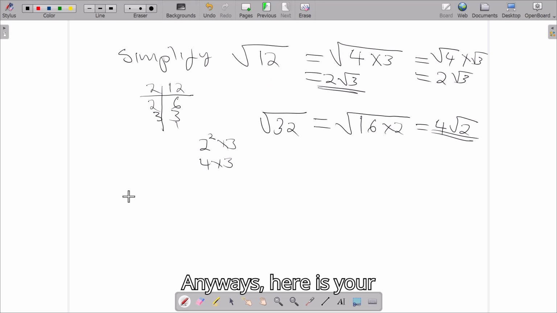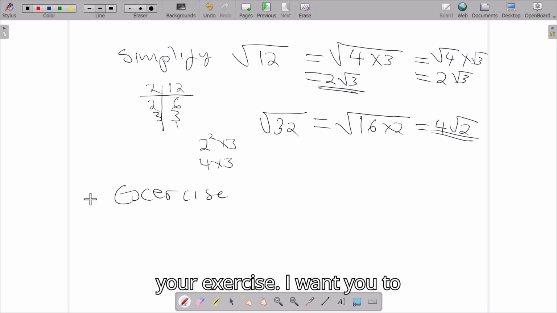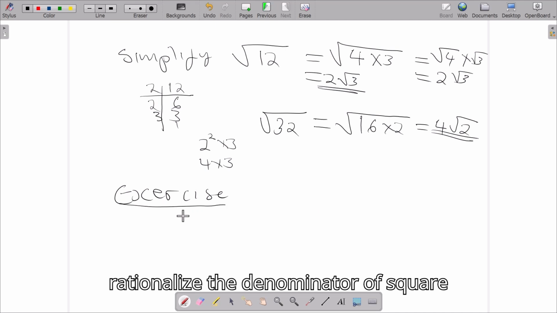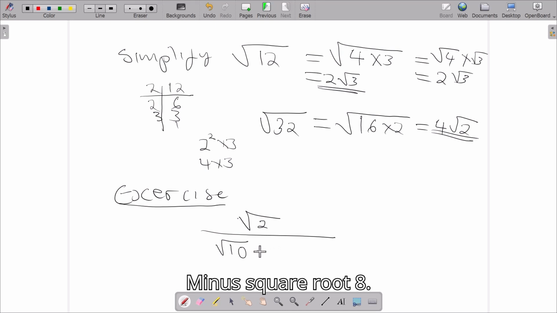Anyways, here is your exercise. Okay, here is your exercise. I want you to rationalize the denominator of square root 2 all over square root 10 minus square root 8.